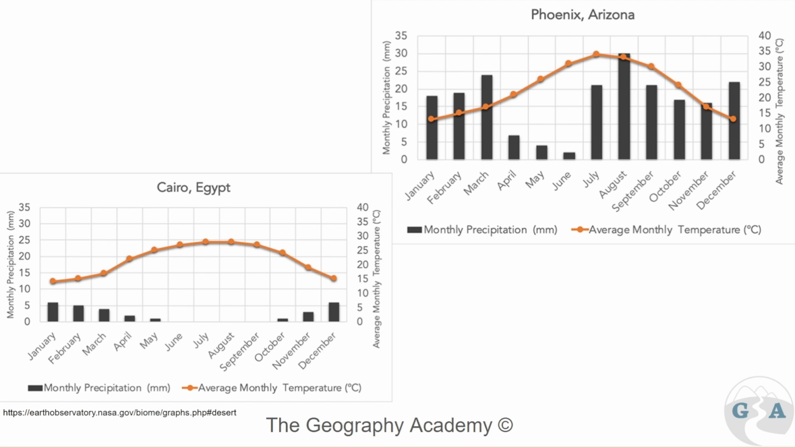So we can see that Cairo receives a lot less precipitation than Phoenix in Arizona. In Cairo, we see a slight amount of precipitation, but it's only getting up to about 5 to 10 millimeters. Well, it's not really going above 6 in this case. And then we can see it's almost nothing for June to September. So this is showing hyper-arid areas that receive very little precipitation year-round.